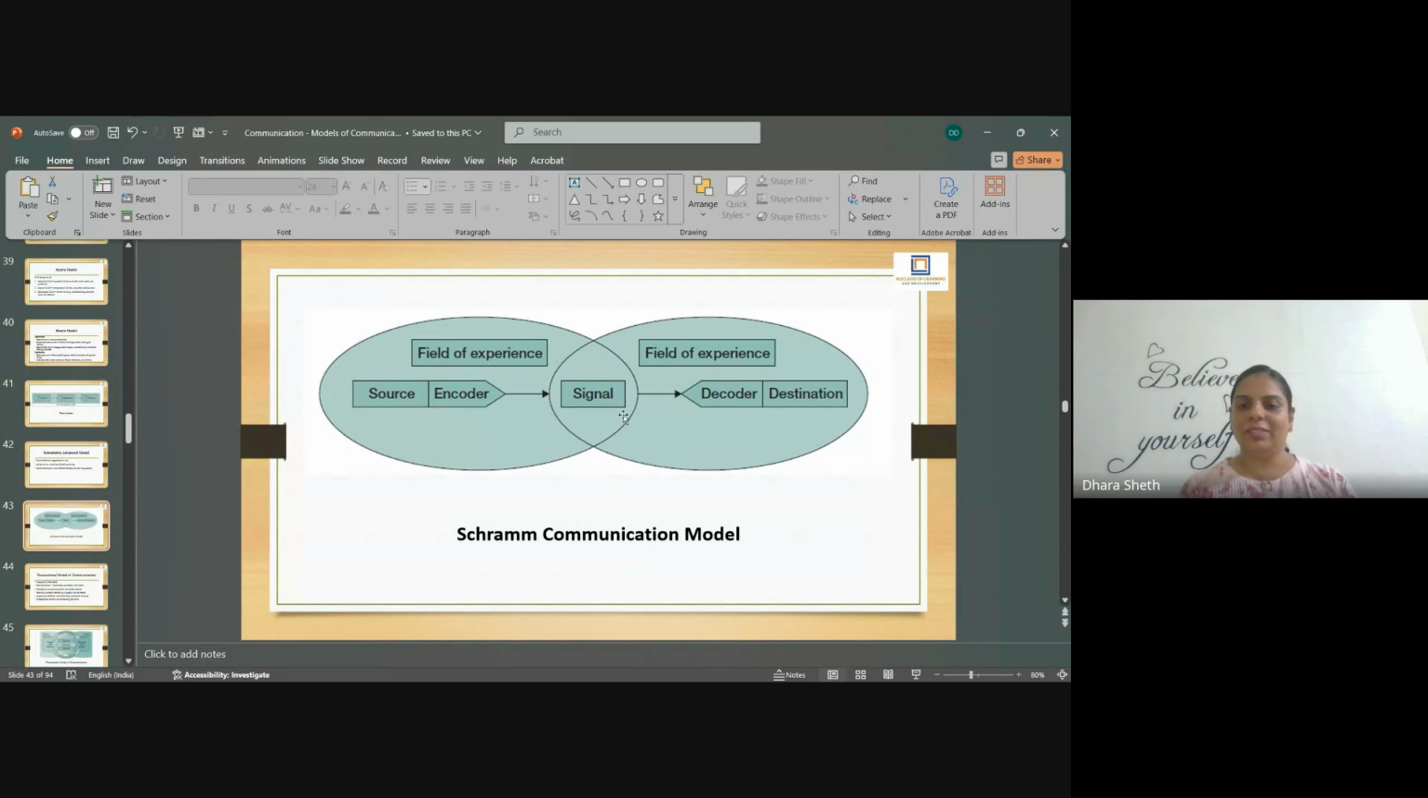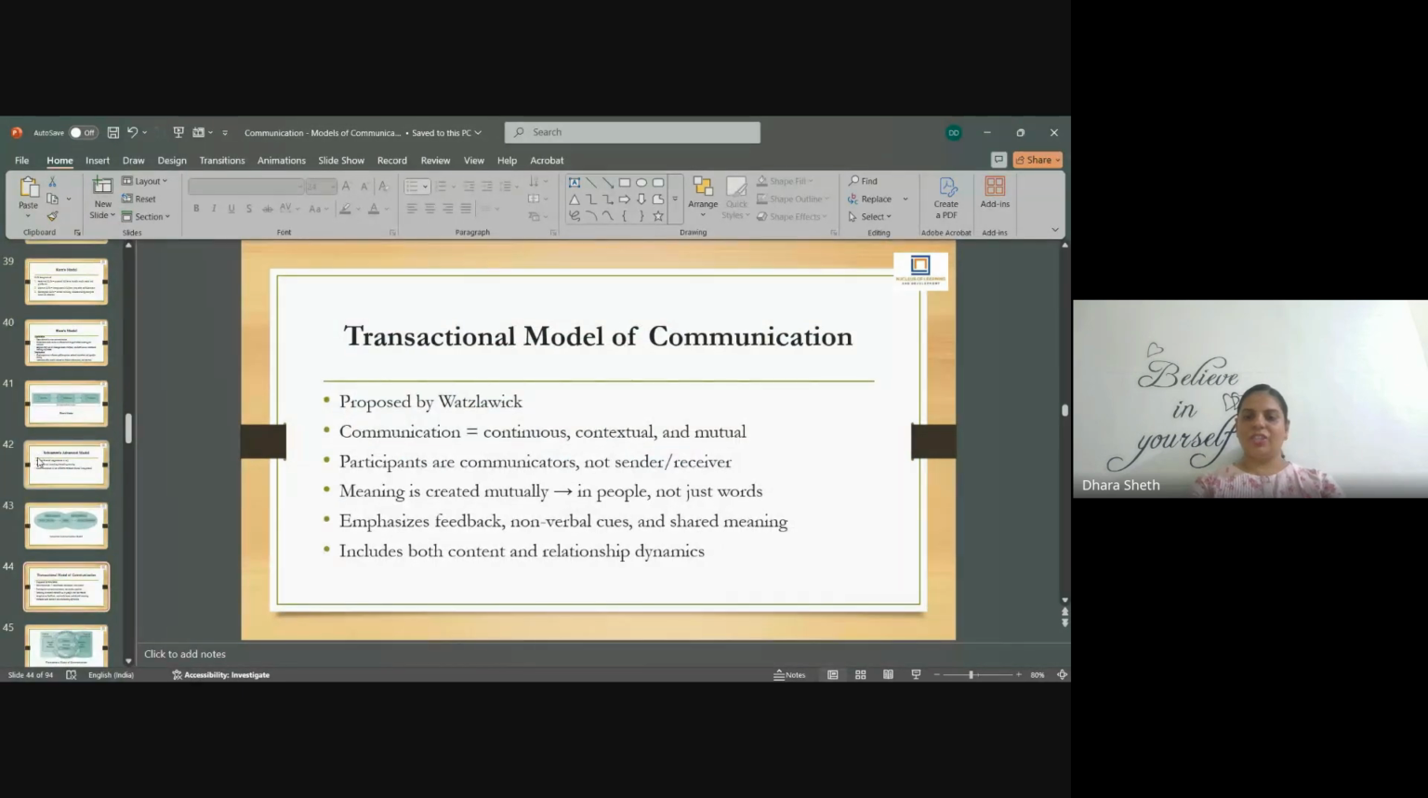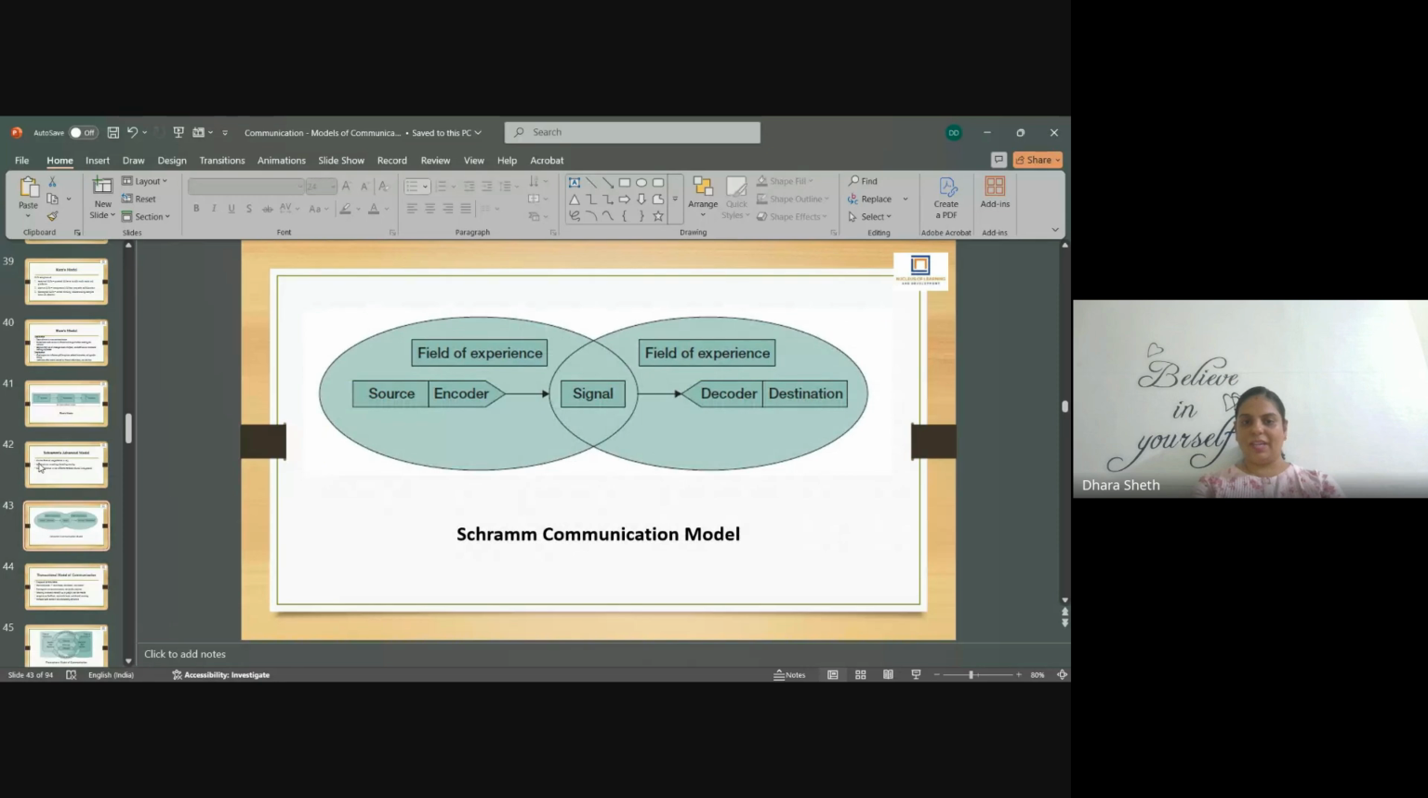So source encoder, this is his field of experience, her field of experience. The decoder, the receiver, also has a field of experience. It has to overlap somewhere. Even if the cultures are different, if both of them know English, or if both of them know a common language, or if both of them belong to the same field, architecture, science, commerce, anthropology, whatever field they belong to. If there's something common, the message can be understood, but something common has to be there. Okay, so that is Schramm's advanced model. Field of experience is the term that you need to understand here.